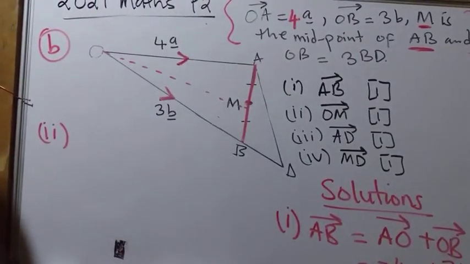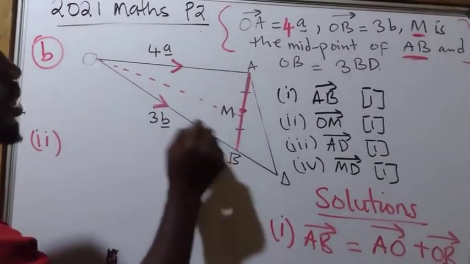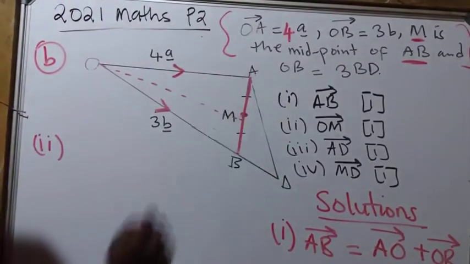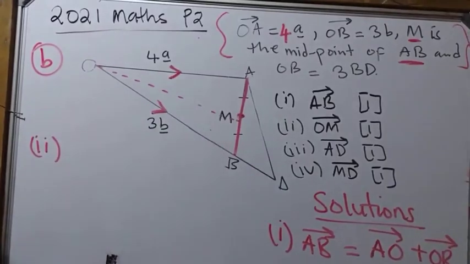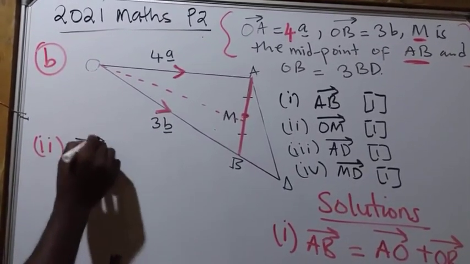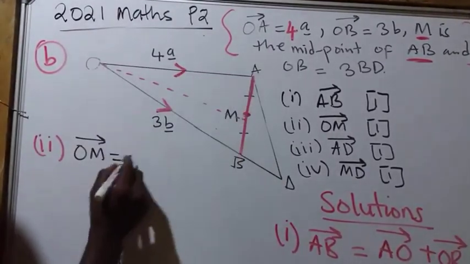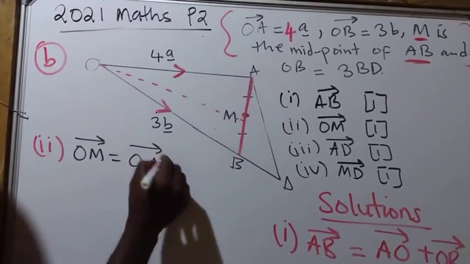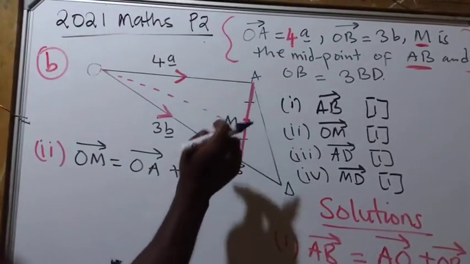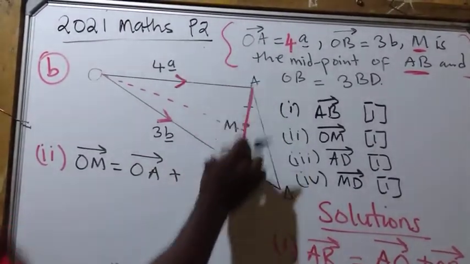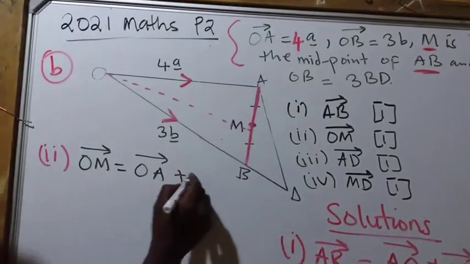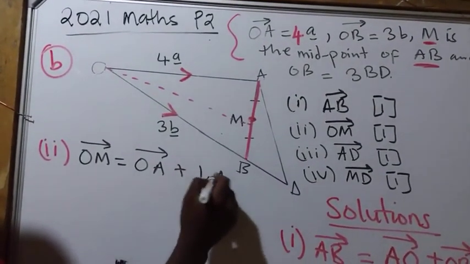Now, here, you know that M is the midpoint of A and B. The midpoint of A and what? B. So to find this, the way you are going to move, you say OM is equal to OA plus, for me to find AM, this is AB and M is the midpoint of AB, so half of this. So say half AB.